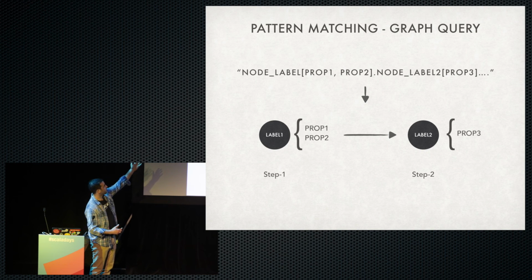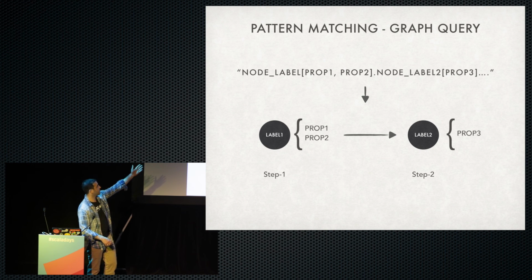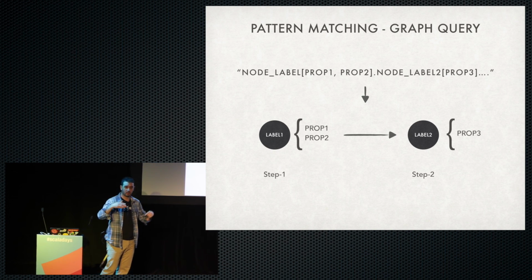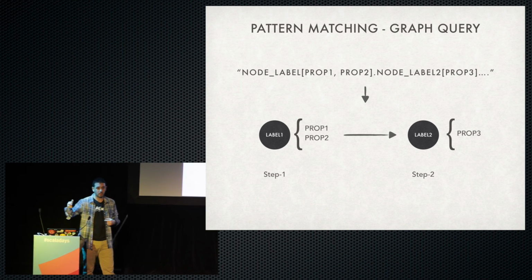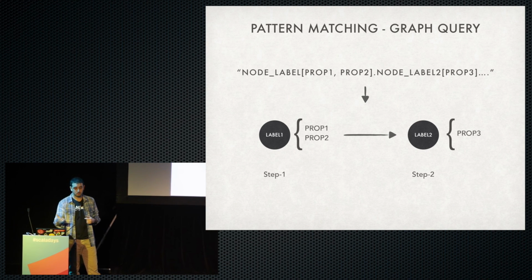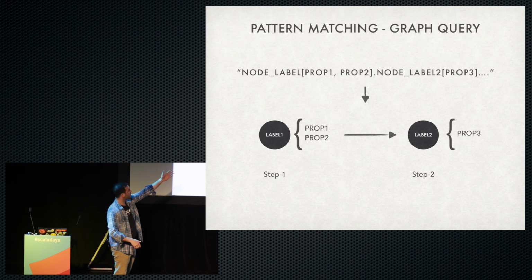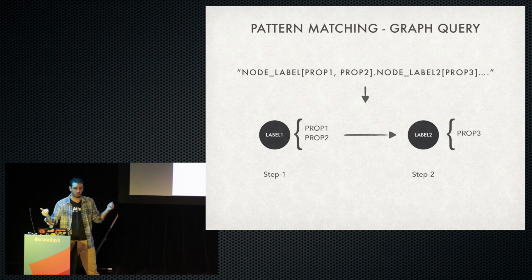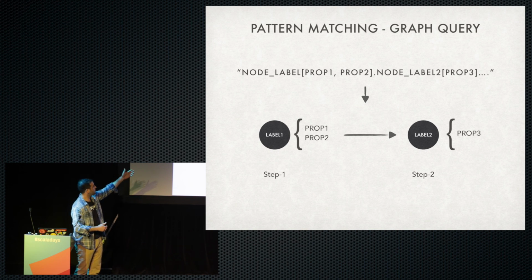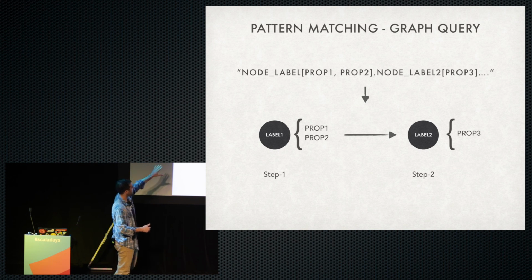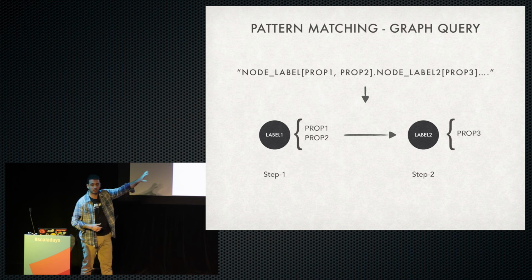The idea is pretty simple. You start with a node label, so that in our case could be a customer or an account. And then you say the properties that you care about, and those are within square brackets, and you have some sort of comma. A dot represents an edge, so some sort of relationship between that node and another node. And then you have another node label. Now that could be the same as the first node label, but there would have to be an edge between them.